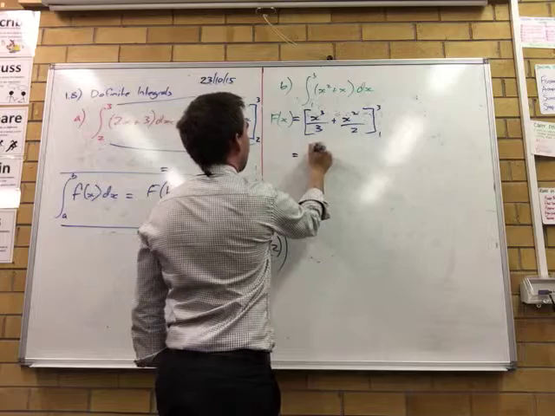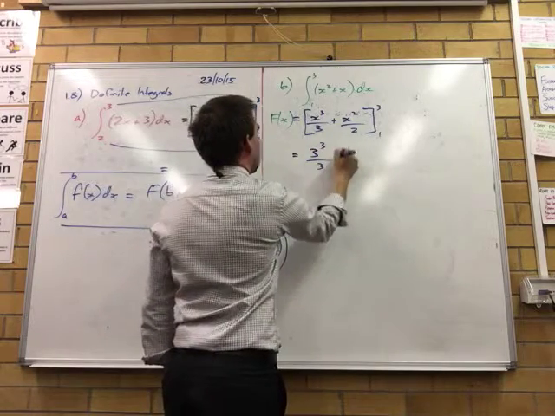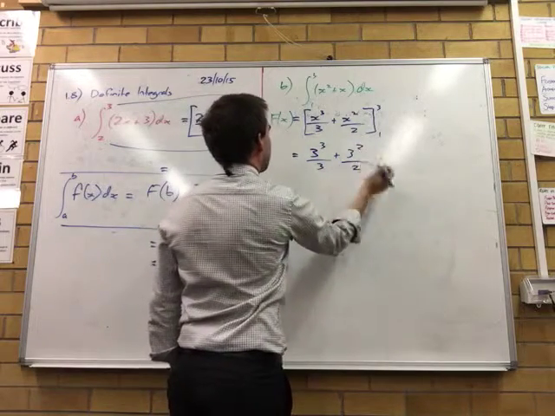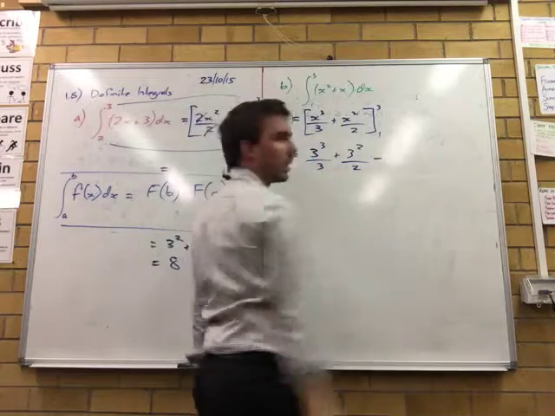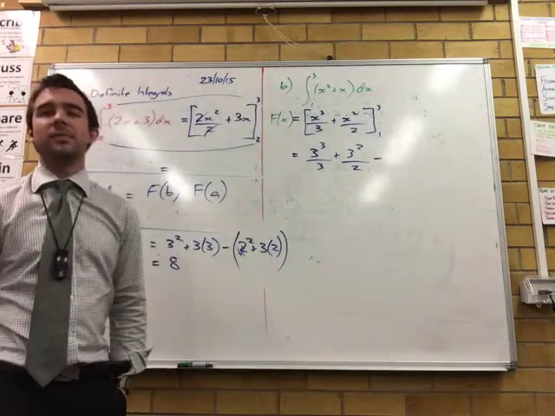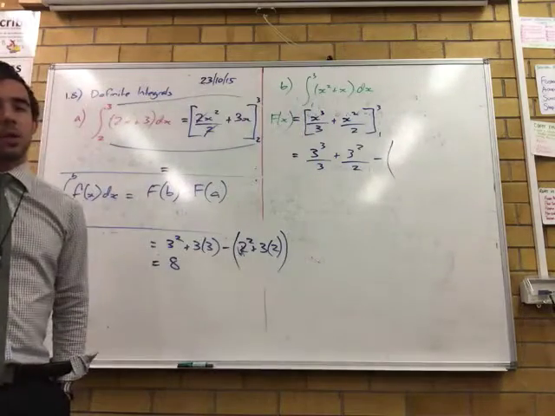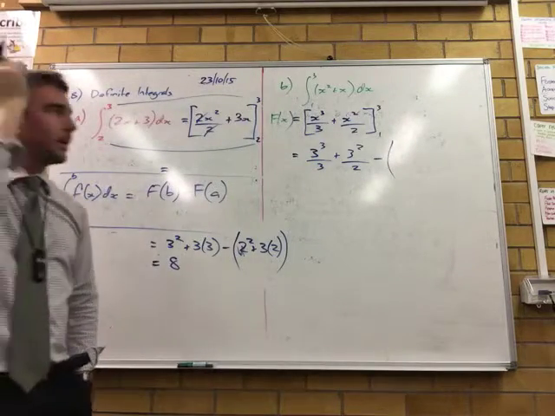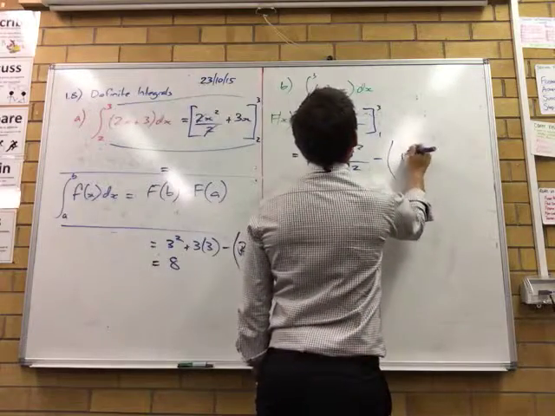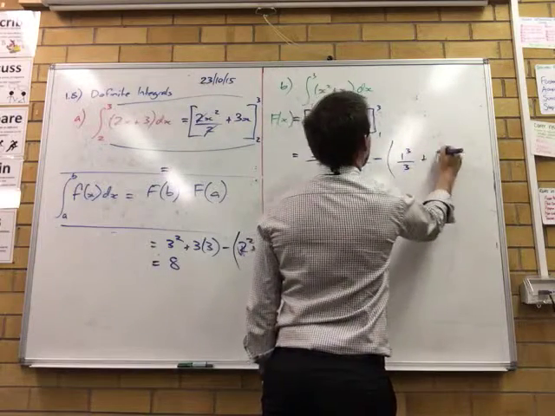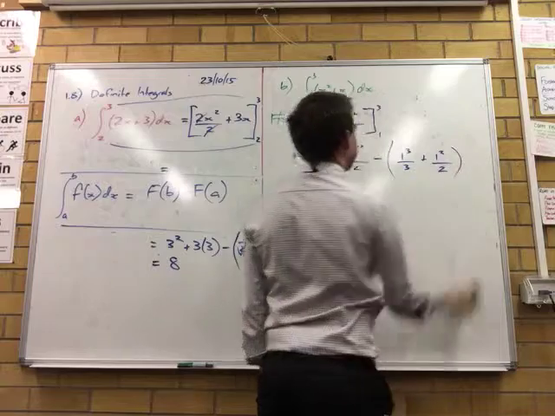So it becomes 3 cubed over 3 plus 3 squared over 2, take away, and then whatever you have, when you write that take away, you need to have your bracket, unless it's only the one term. Okay. It becomes 1 cubed over 3 plus 1 squared over 2.